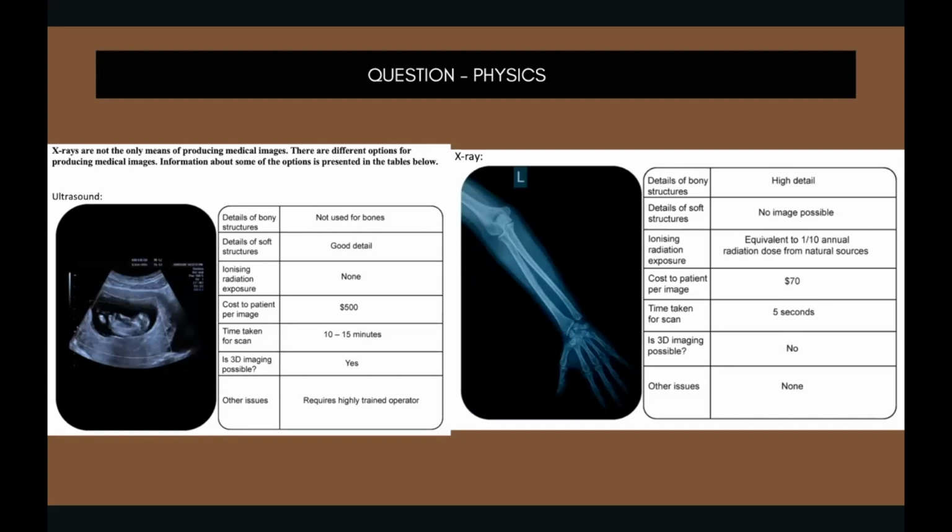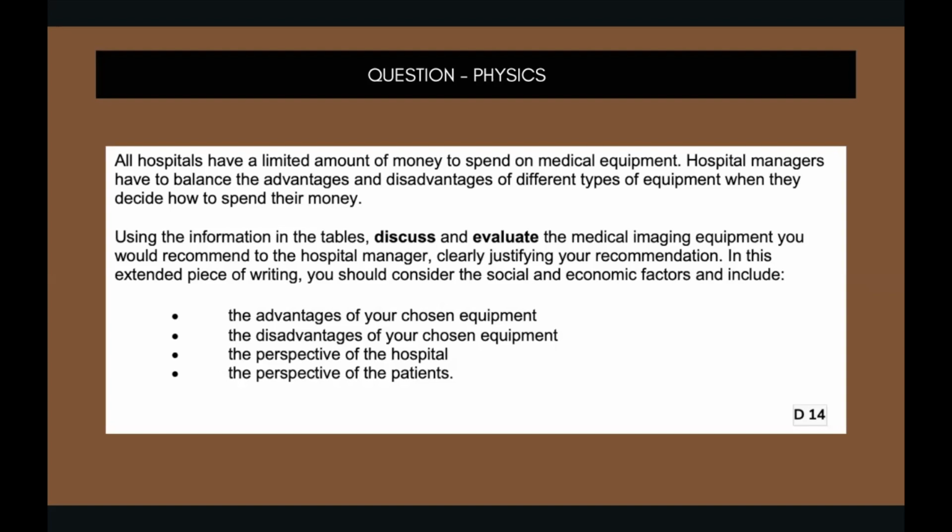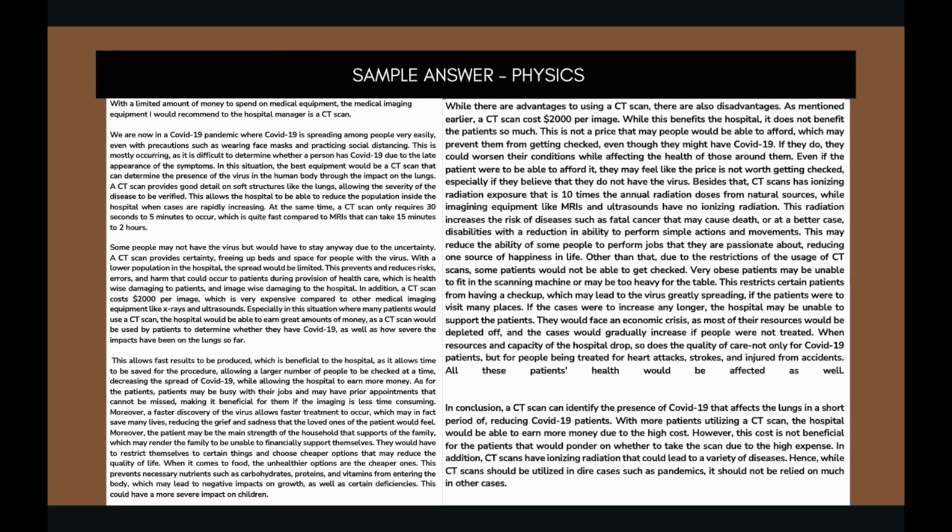This question is quite long because it's one where you compare different options for producing medical images, and you decide which way of producing medical images is best. The first is ultrasound, X-ray, and then CT scan, MRI. And this question focuses on you choosing which one is the best equipment, so you discuss and evaluate according to that. And this is the answer that I wrote, in which I connected it to the current COVID-19 pandemic.